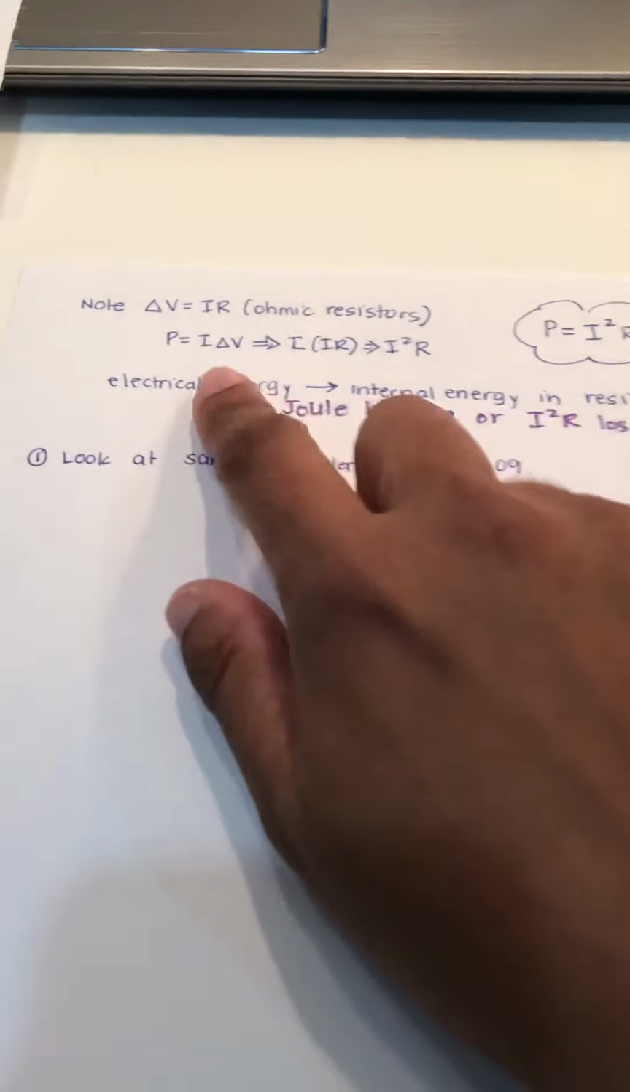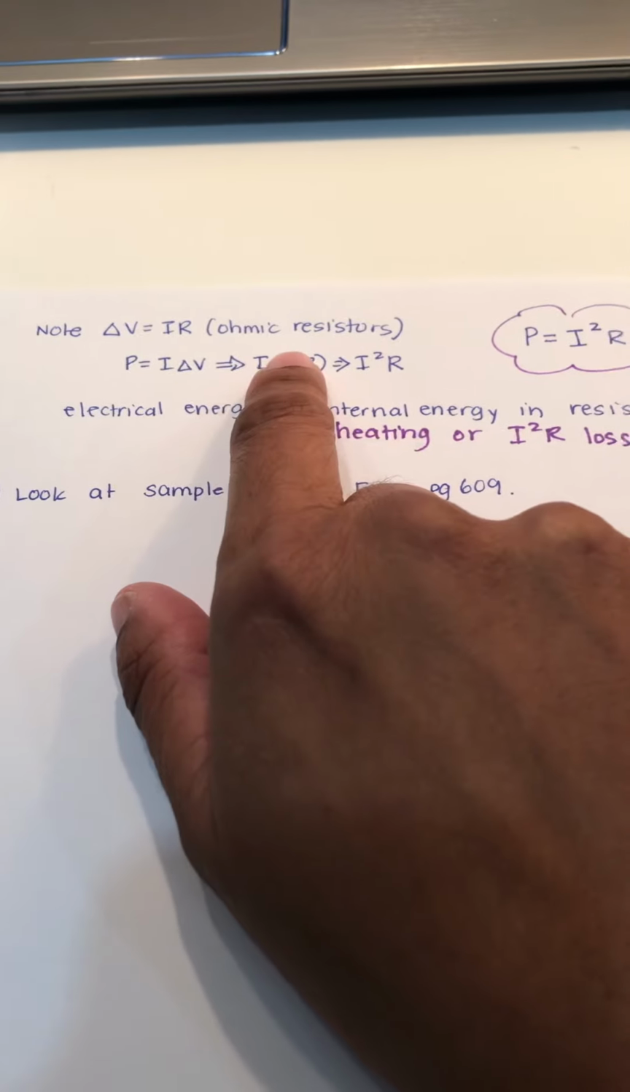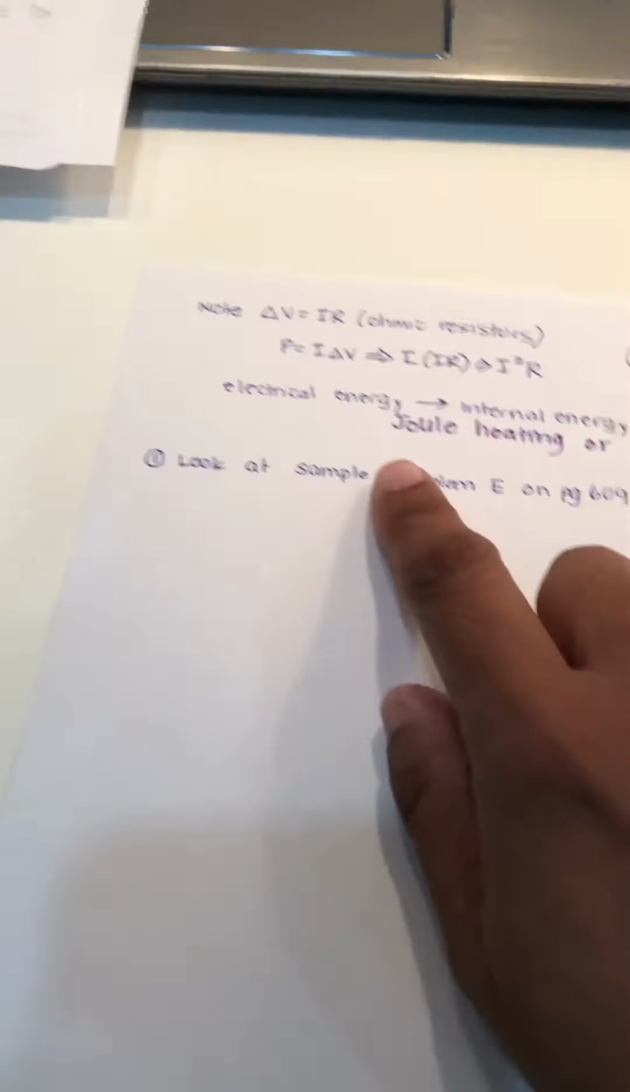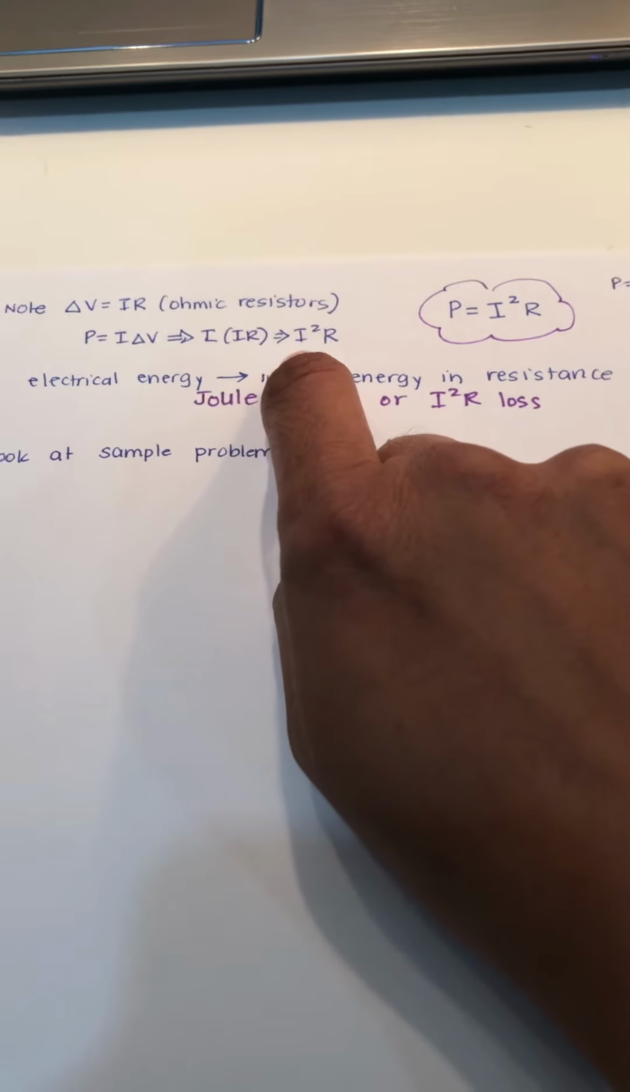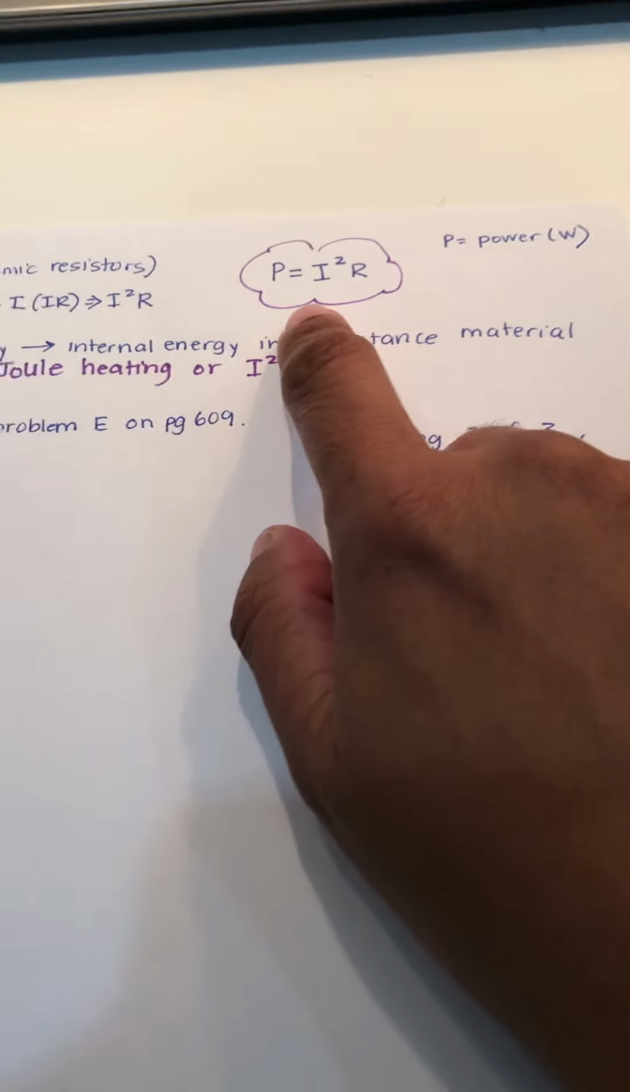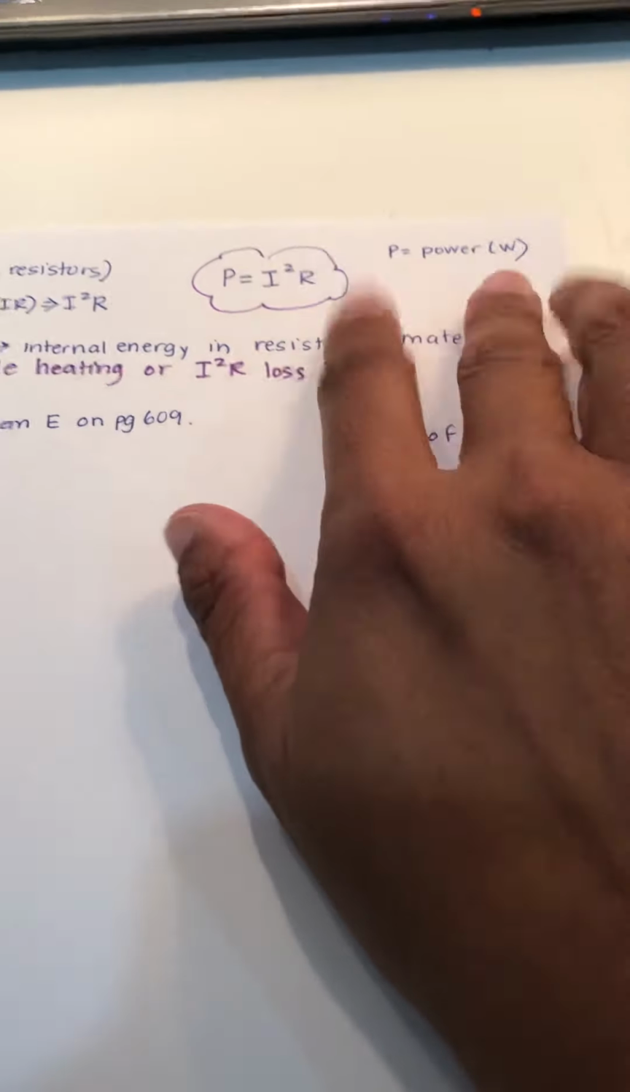Now the last thing we want to talk about is how do we calculate this. One of the things I said is note that delta V is IR, and this is for ohmic resistors. Remember, we're assuming that everything in this book is ohmic. So since power is equal to I delta V, and delta V equals IR, that becomes I squared R. So power is equal to I squared R. And remember, power is in watts. So electrical energy is going to change into internal energy in resistive material, or Joule heating. This is called Joule heating, or I squared R loss.